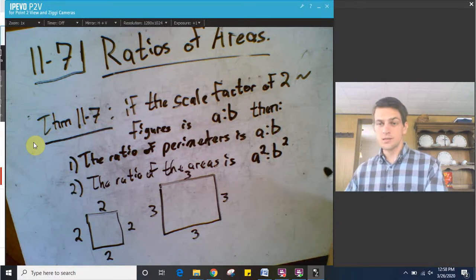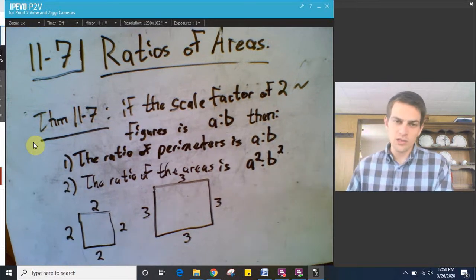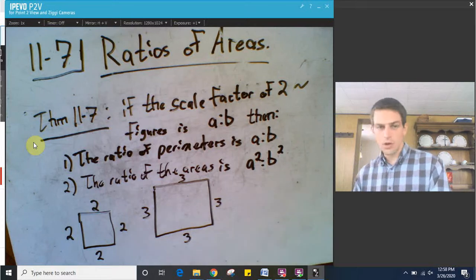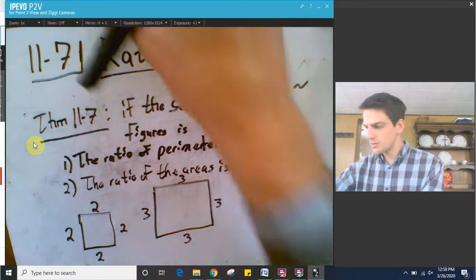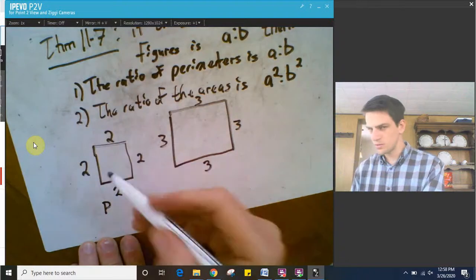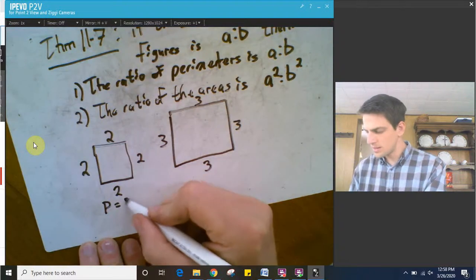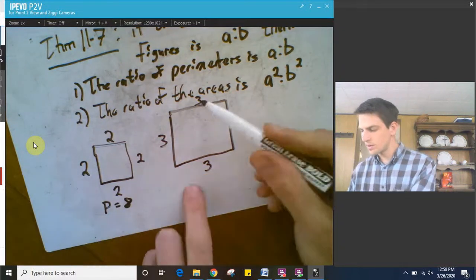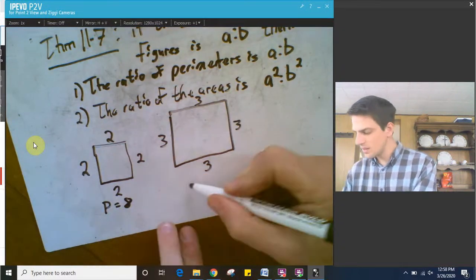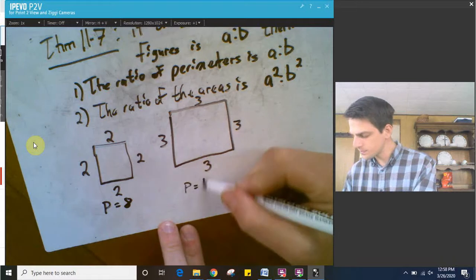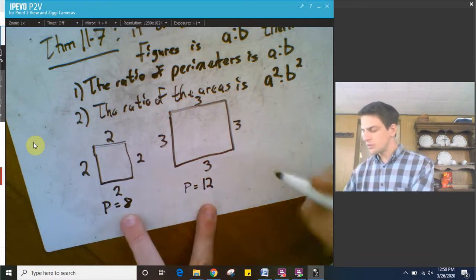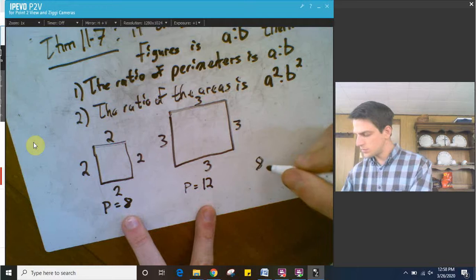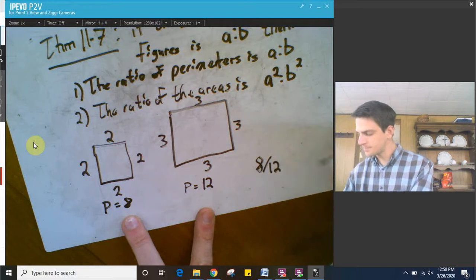So your task then, and you can pause the video, is to find the ratio of their perimeters and the ratio of their areas. This should not take too long. The perimeter of the first one is going to be 2 times 4, because there are 4 2's, and that's going to be 8. The perimeter of the second one is 3 times 4, which is 12. Now notice the ratio of that is going to be 8 to 12. I'm going to put it in fraction form.